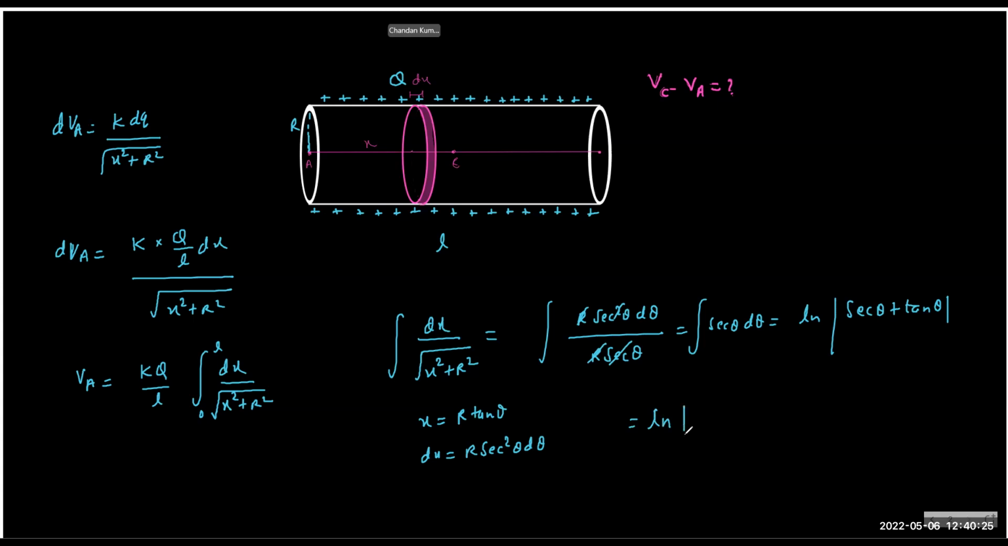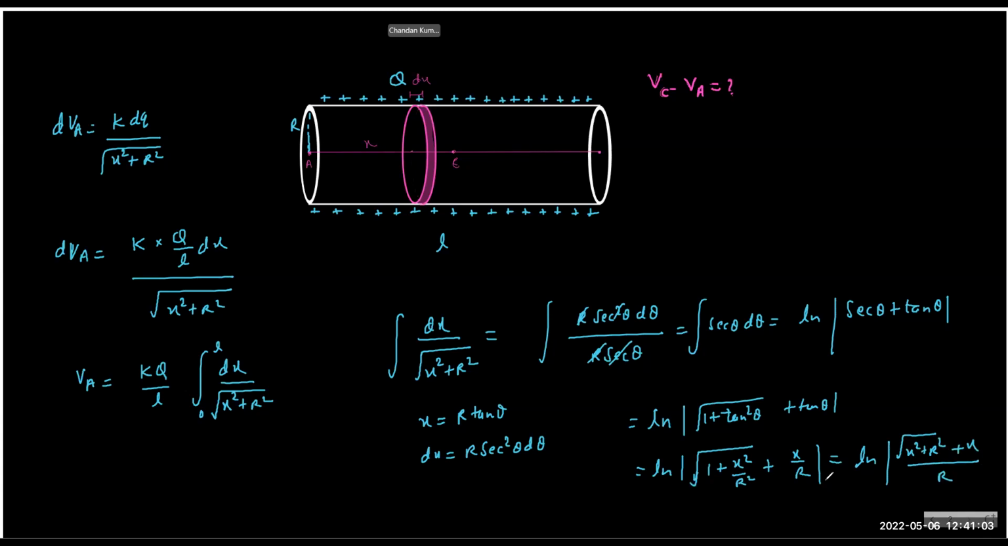So ln, and what is sec theta? Sec theta we can get as under root of 1 plus tan square theta, plus tan theta. You may be wondering why I'm writing like this, because tan theta is known to us in terms of x. Yes, sir. This becomes 1 plus x square by r square, and x by r. So eventually the answer is ln like this. Okay, so this is the answer.